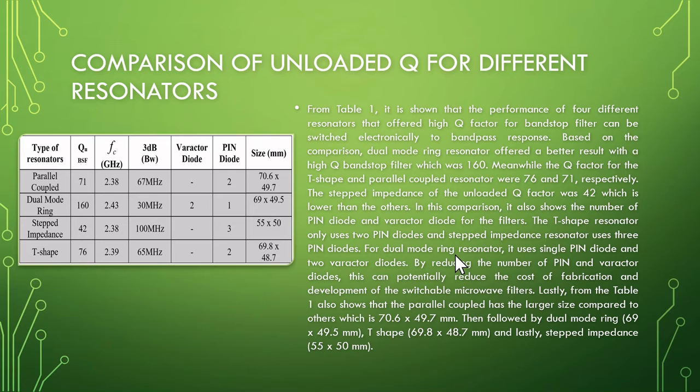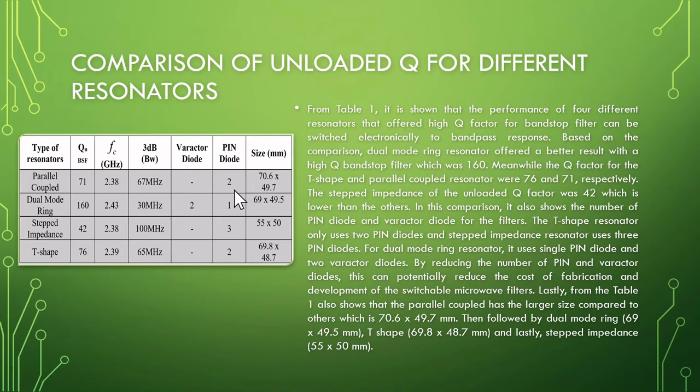Okay, let's move to the comparison of unloaded Q for different resonators. As you can see in the table, we have 4 types of resonator: parallel couple, dual mode ring resonator, step impedance, and also T-shape. For the unloaded Q factor for bandstop filter, the highest Q is the dual mode ring resonator, which is 160, and the lowest is the step impedance. All right, so we have a difference of 3 dB bandwidth, and we can see the difference of pin diode or varactor diode used in this filter design.